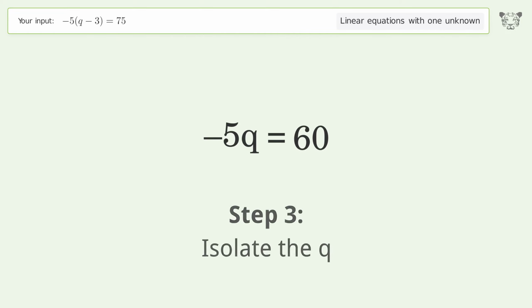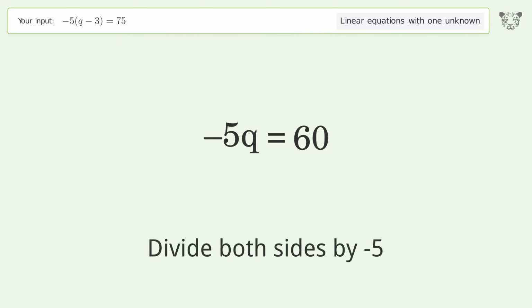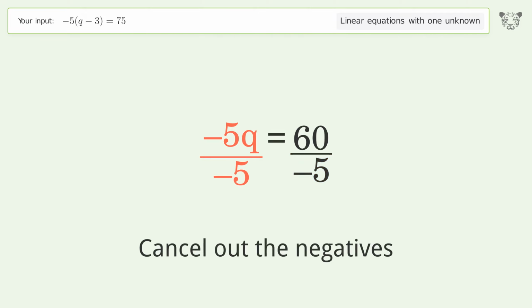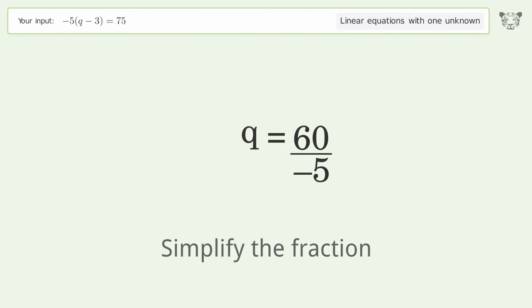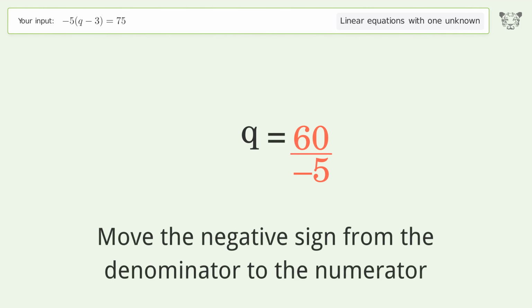Isolate the q. Divide both sides by -5. Cancel out the negatives. Simplify the fraction. Move the negative sign from the denominator to the numerator.